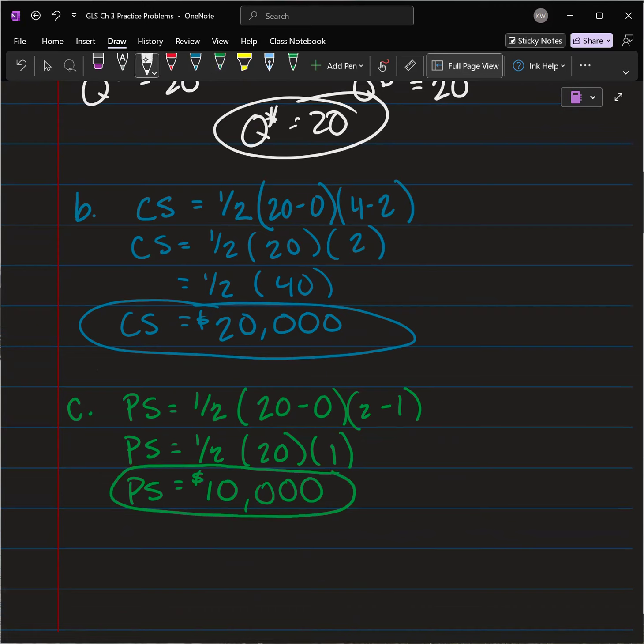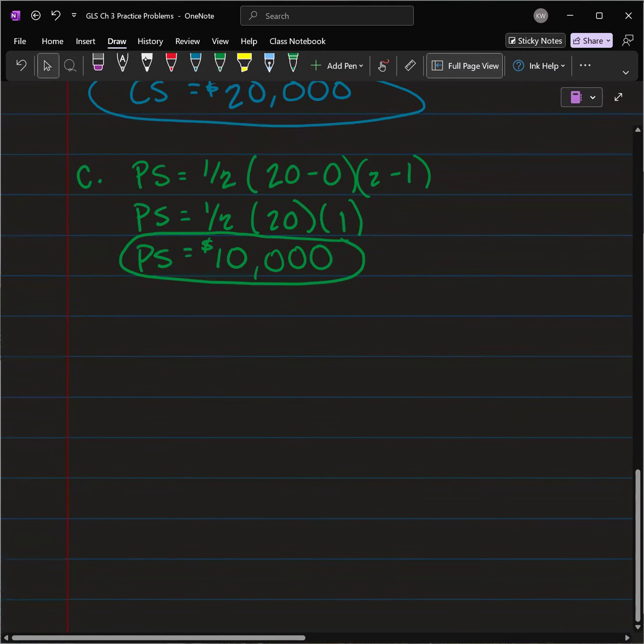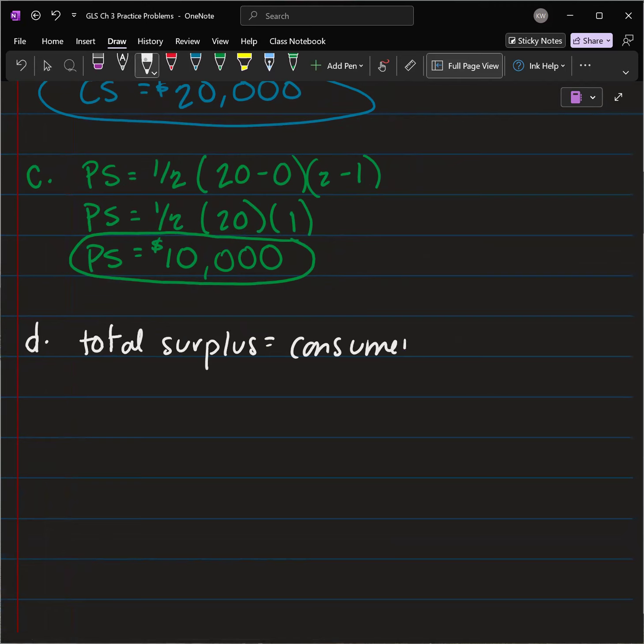All right. Part D asks us to calculate the total surplus available in the market. And total surplus is just consumer surplus plus producer surplus. So total surplus, that's going to be consumer surplus.